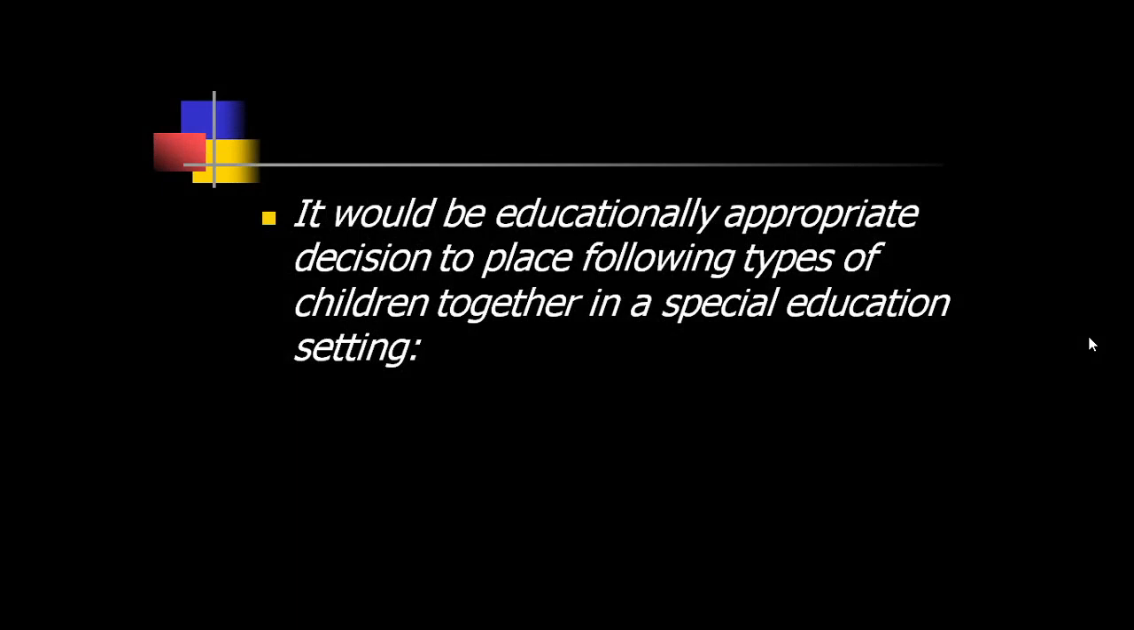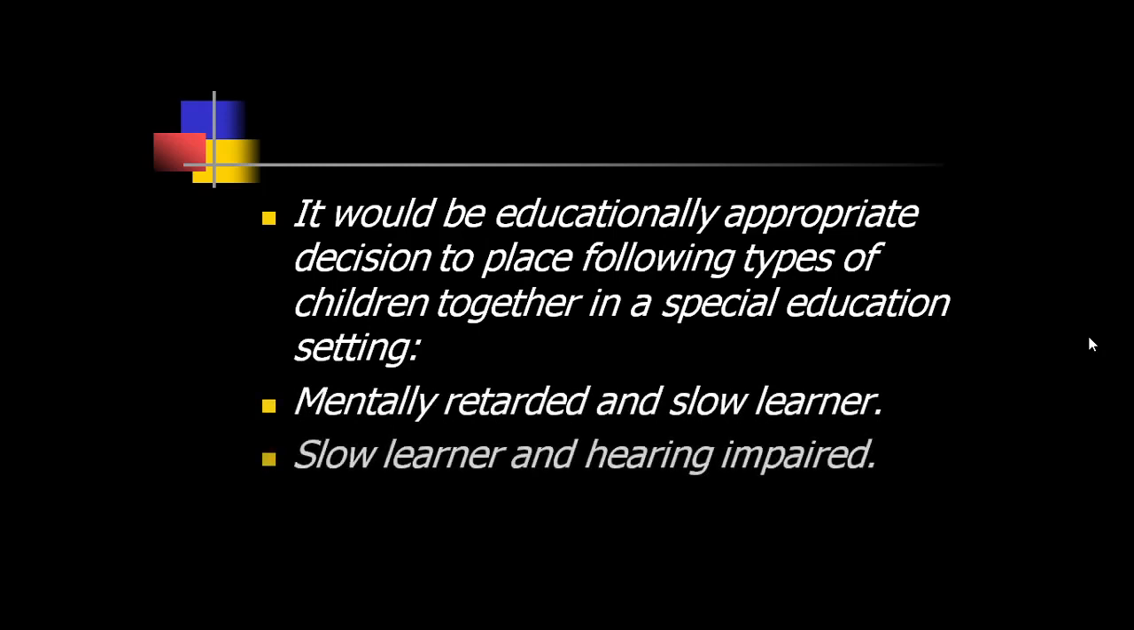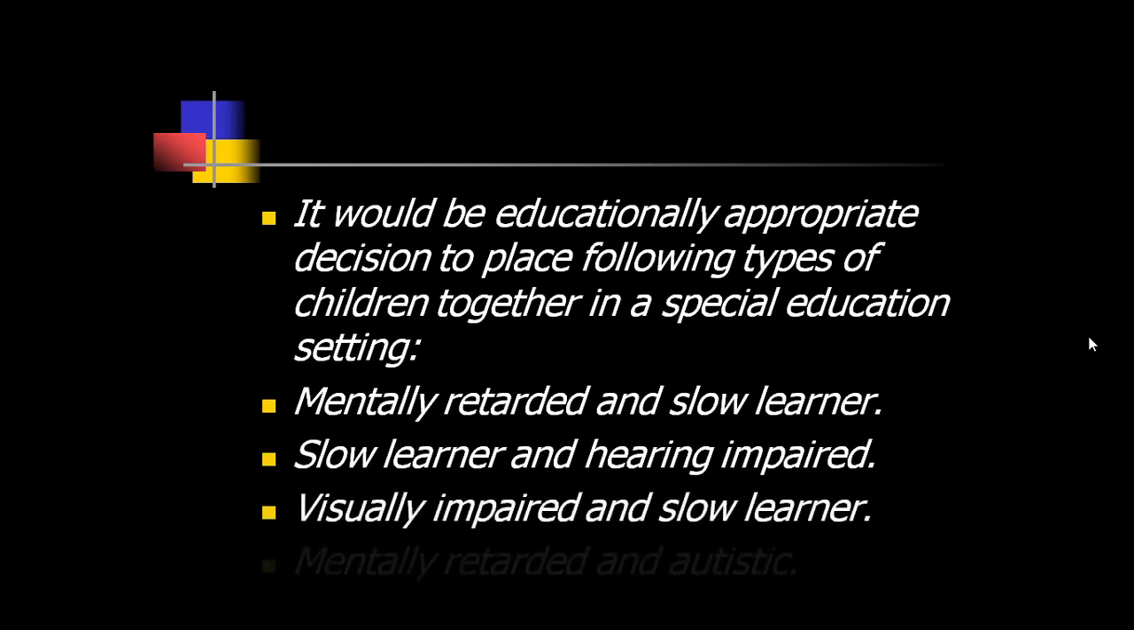Next question. It would be educationally appropriate decision to place following types of children together in a special education setting: mentally retarded and slow learner, hearing impaired and visually impaired, or mentally retarded and autistic?